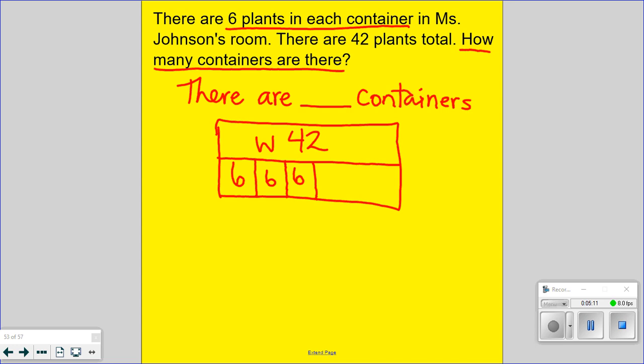What am I up to now? 18. Start at 12. Count on 6 more. I'm at 18. I gotta get to 42. Can I do another one? Let's do another one. I'm at 24. What's 6 more? That's 30. Can I do another one?